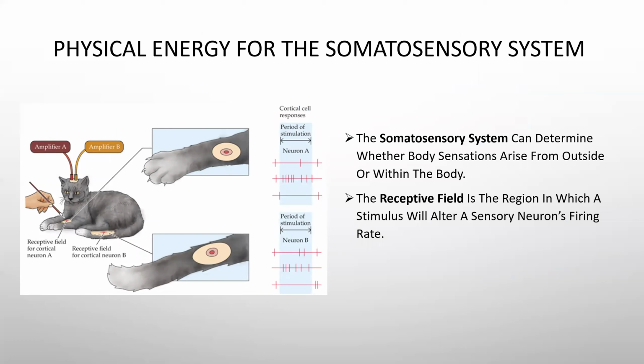Also, remember the somatosensory system can determine whether body sensations arise from outside or inside the body. And there's receptive fields, okay, which are regions in which a stimulus will alter a sensory neuron's firing rate. So you'll notice that in the cat subject there, the receptive field for cortical neuron A is on the top, and then the receptive field for cortical neuron B is on the bottom, and the top one is going to be the front leg, and then the bottom is the tail. So basically what you're looking at here is, again, the mapping, okay, of the body to the cortical area. And we'll see that mapping for the motor cortex and for the somatosensory cortex.